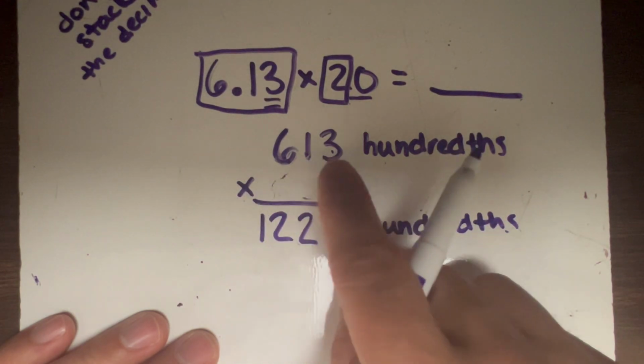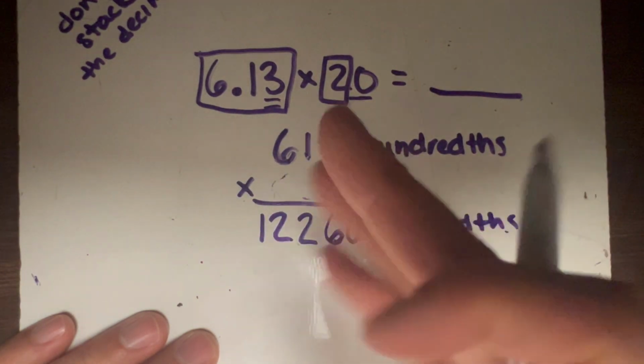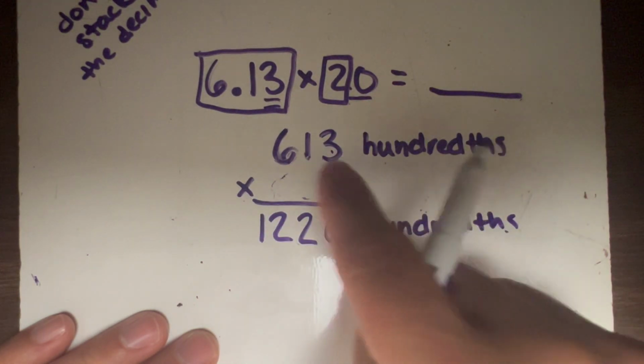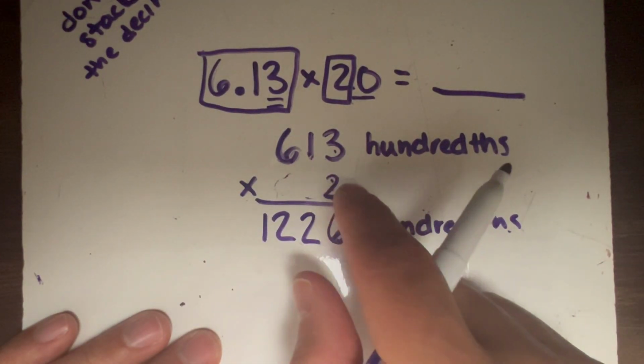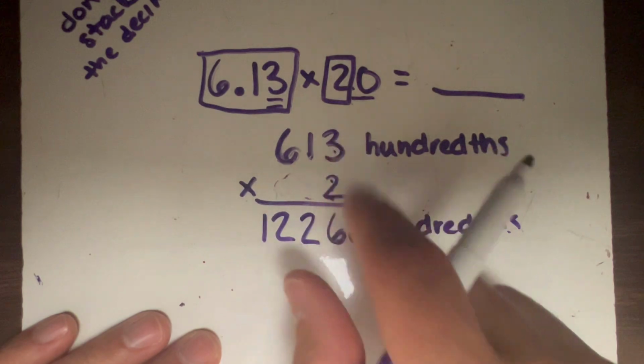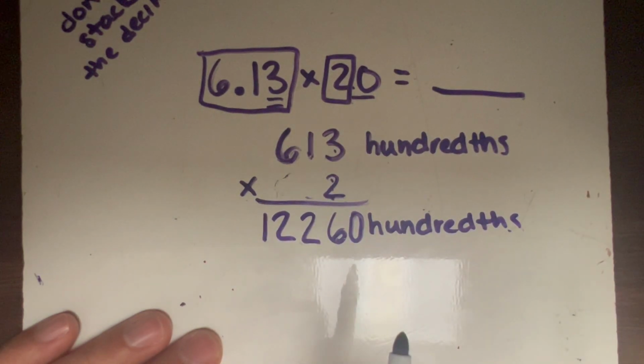It's 613 times 20. But again, why do we take that 0 off? Well, because if we did X's and O's, we'd just have a full row of zeros when we get down to the second row, or the first row, I mean, when we multiply. So it just saves us some extra writing.